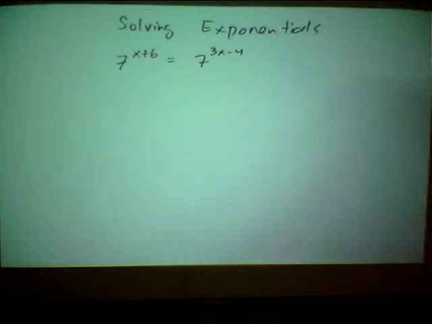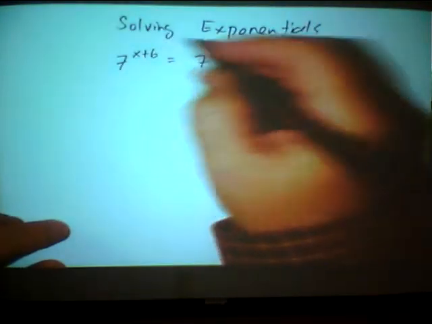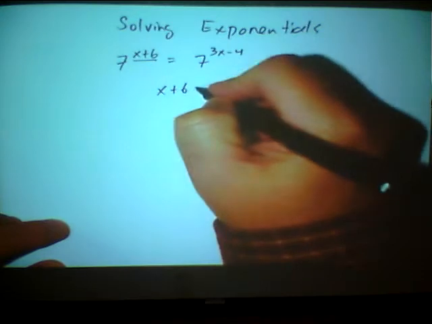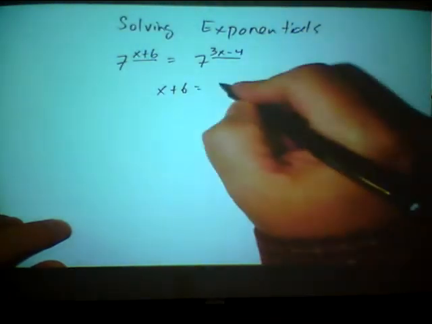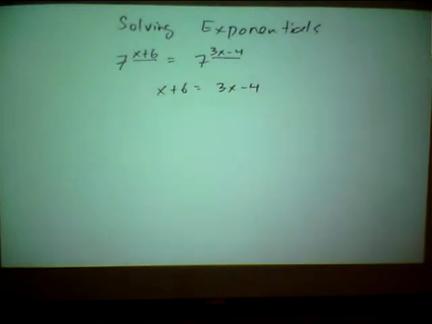So this first example, I've already written 7 to the x plus 6 equals 7 to the 3x minus 4. So I have two exponentials here, and they both have a base of 7. So since I have the same base, the only way these two exponentials can be equal to each other is if the exponents are equal to each other. So I'm simply going to set x plus 6, the exponent of the exponential on the left-hand side, equal to the exponent on the right side. So I can simply write x plus 6 equals 3x minus 4, and now this is a linear equation that I can solve for x.